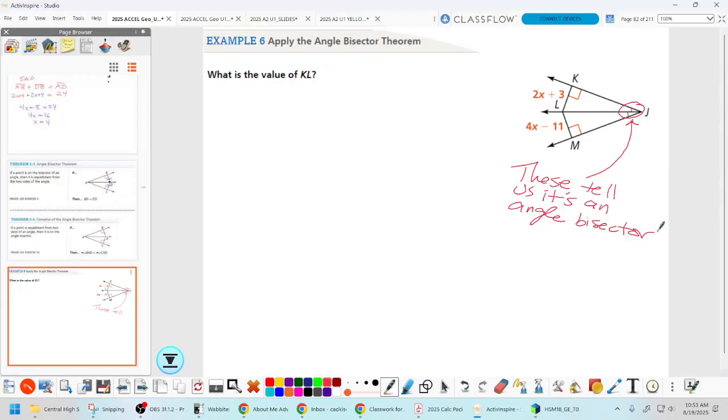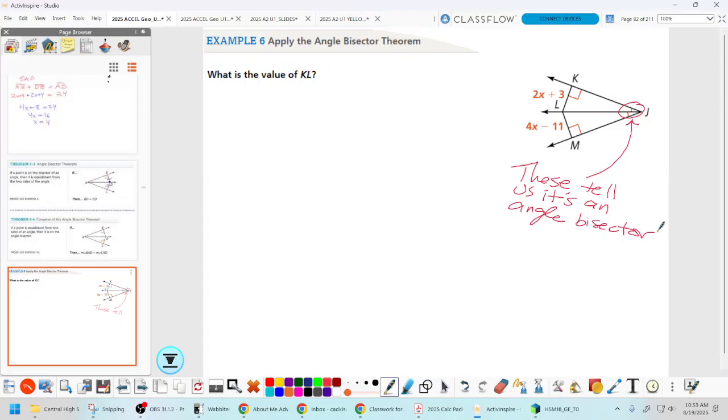What do those little arcs mean? It means they're congruent. Congruent means bisected. It means split in half. If you cut your sandwich in half and I can tell you, hey, those are exactly the same size, you know you split it in half. That's what those little arc marks tell us.